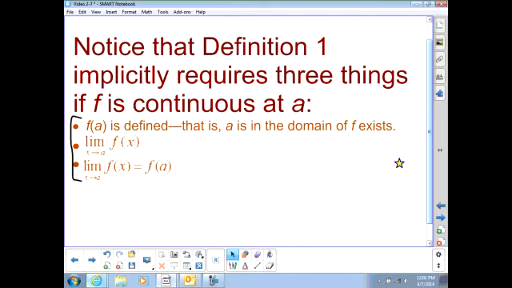Third, if both those first things are true, is the value of f of a, so in other words, the y value of the function, equal to our limit value? If that's the case, then we are dealing with a continuous function at that value a.